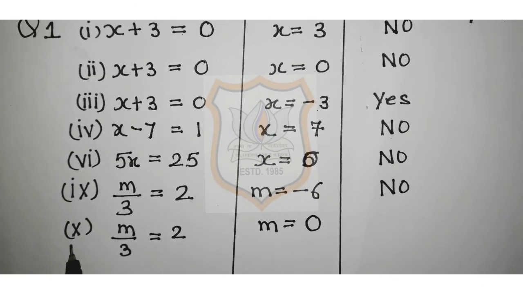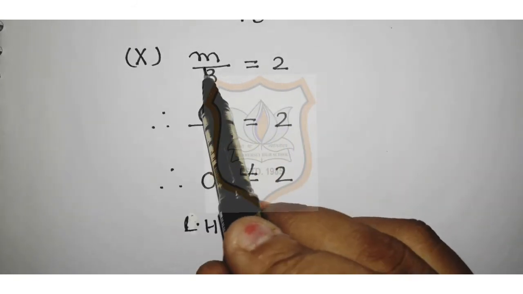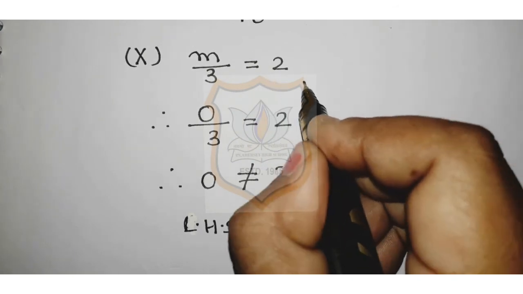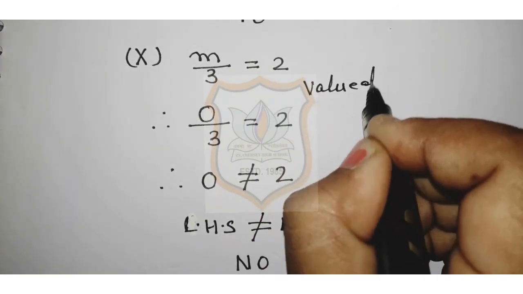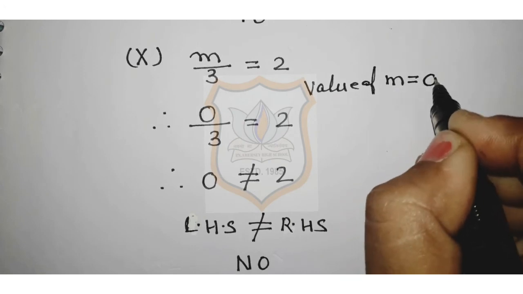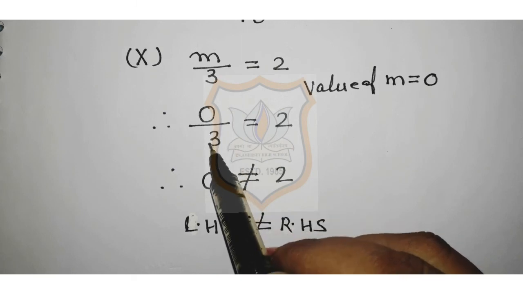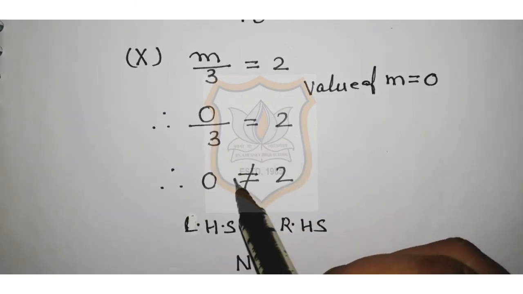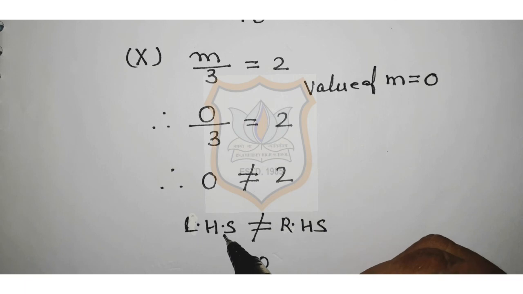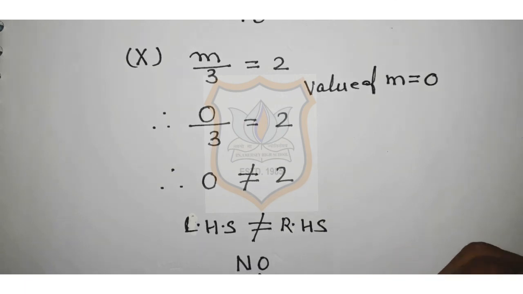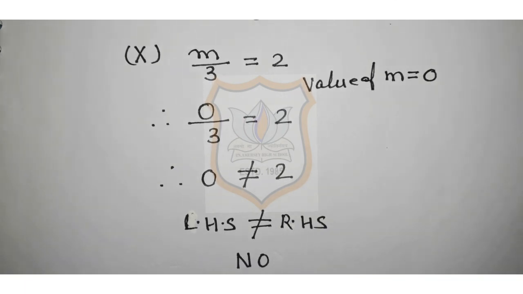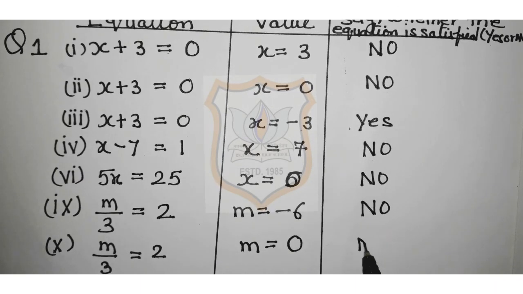Now let's solve 10th part of question number 1, that is m upon 3 is equal to 2 where m is equal to 0 given. Value of m is equal to 0. So in place of m I will write 0. So 0 upon 3 is equal to 2. So 0 is not equal to 2. So therefore LHS is not equal to RHS and our answer is no. Here in the table we will write no.